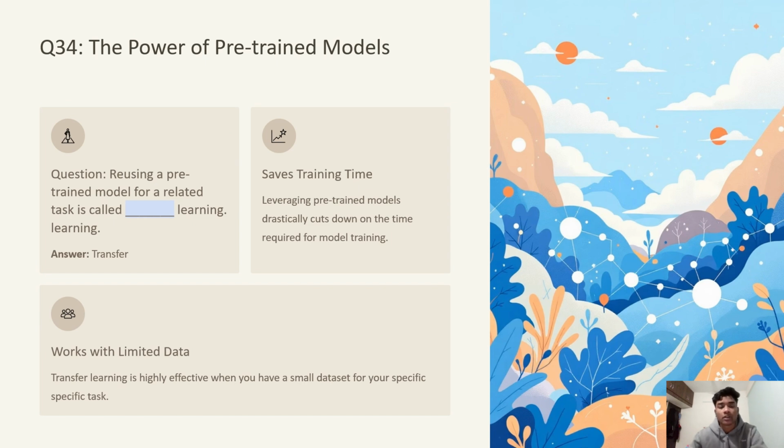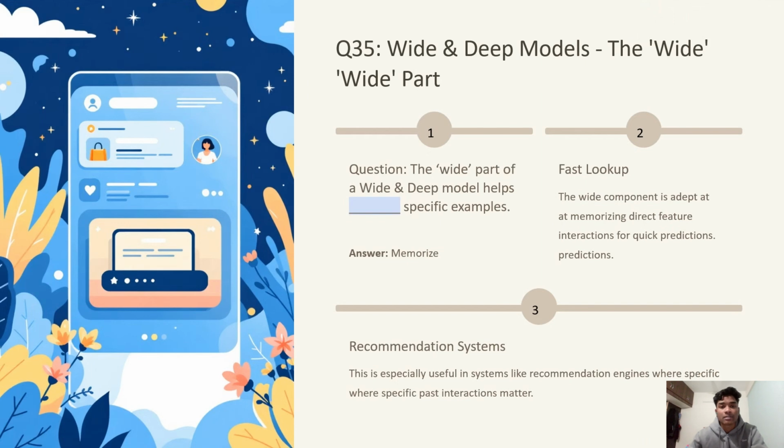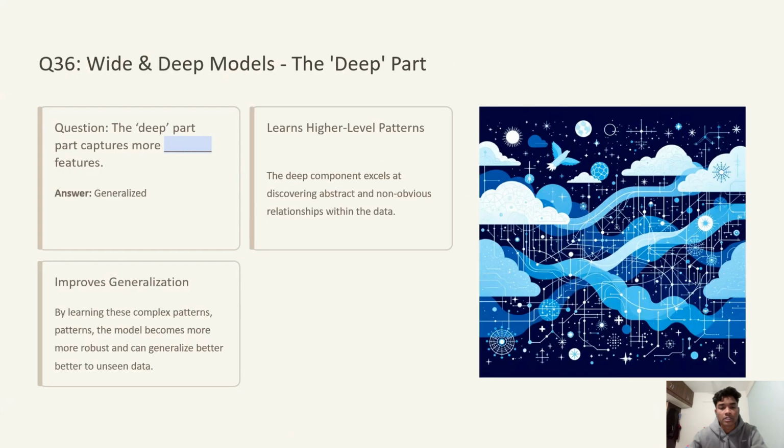Question number 35. The wide part helps the model memorize specific patterns or interactions. This is very helpful in recommendation systems where past user behavior is essential. Question number 36. The deep part of the model captures generalized patterns. It looks beyond exact matches and learns hidden relationships, making the model more flexible and powerful.